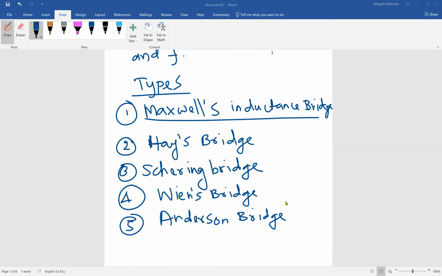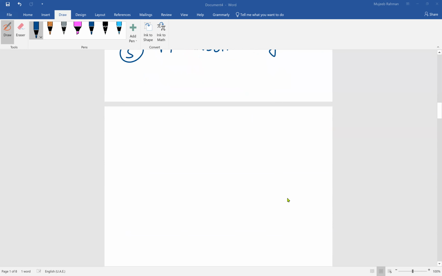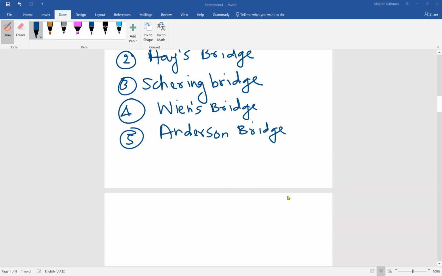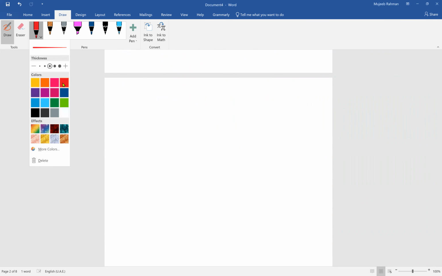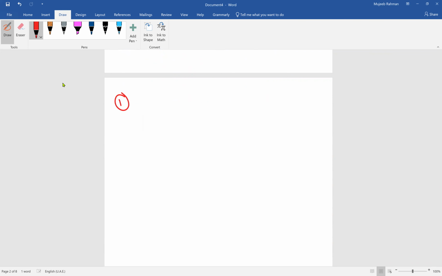So these bridges are called AC bridges. The reason is that they are powered by an AC source. In the previous lecture, we had discussed the DC bridges, examples like Wheatstone bridge, Kelvin's double bridge, etc. Those bridges were powered by a DC source. So let us look at the first type of bridge, the Maxwell's inductance bridge. Let us first look at the circuit diagram of Maxwell's inductance bridge.